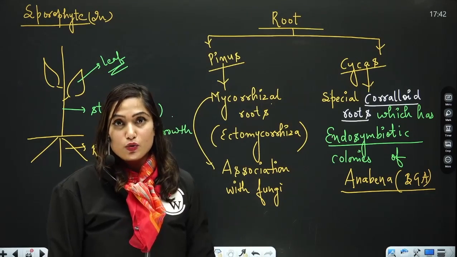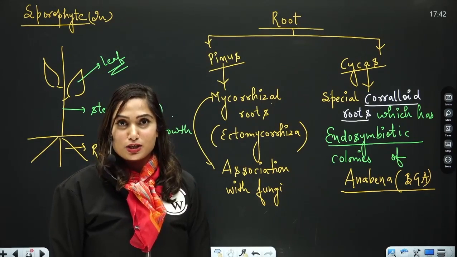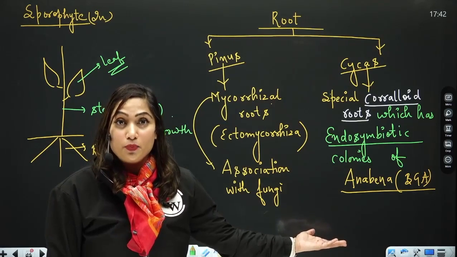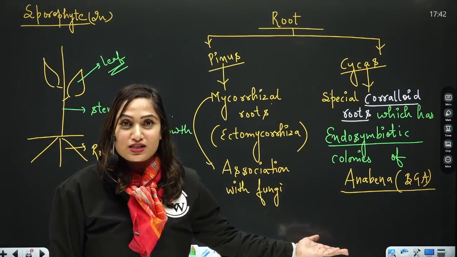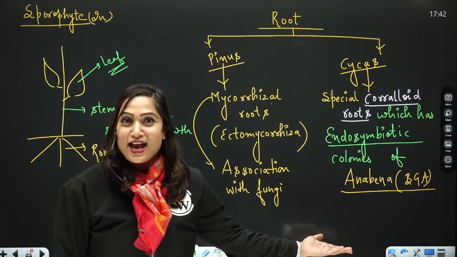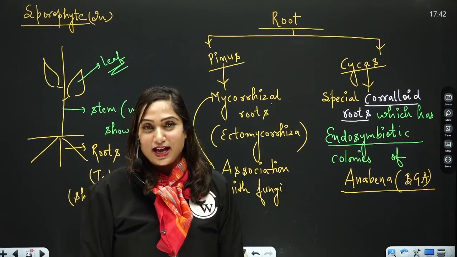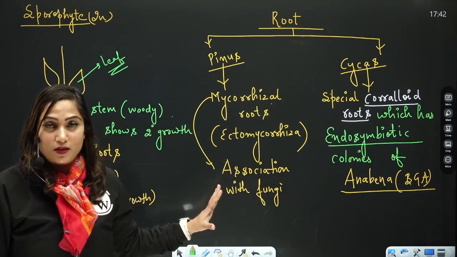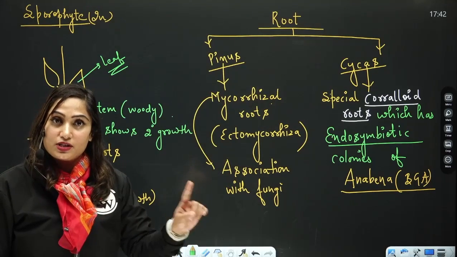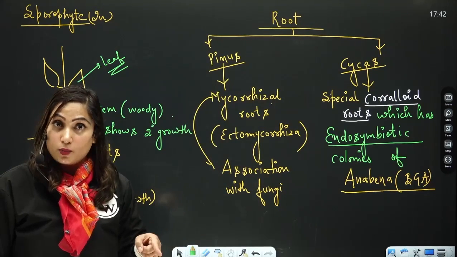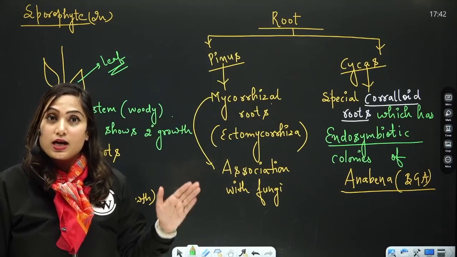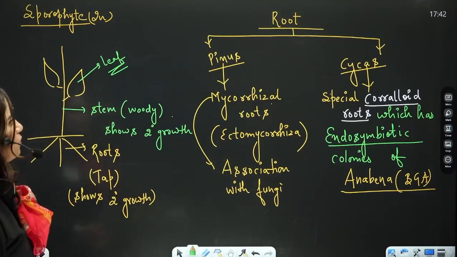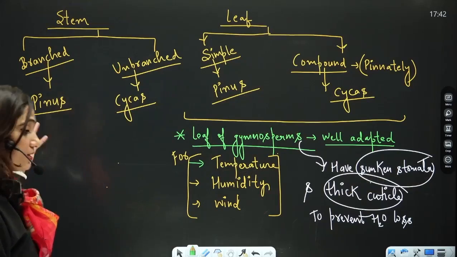And with these roots, a special organism is associated, and that is cyanobacteria or blue-green algae, Anabaena. And this Anabaena fixes nitrogen inside the Cycas, and Cycas gives shelter to this algae. So please remember, this very important question can be there. Pinus root associated with fungi, mycorrhiza, ectomycorrhiza. Cycas root associated with blue-green algae, Anabaena. Clear? Let's move on.